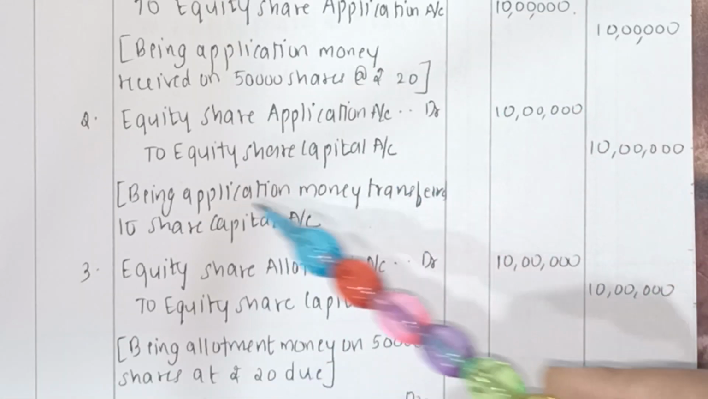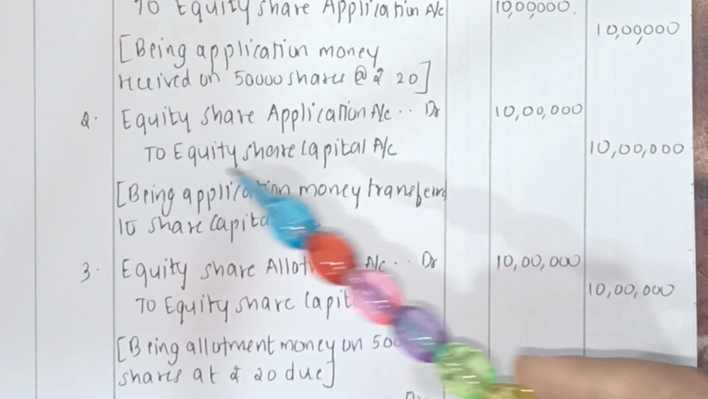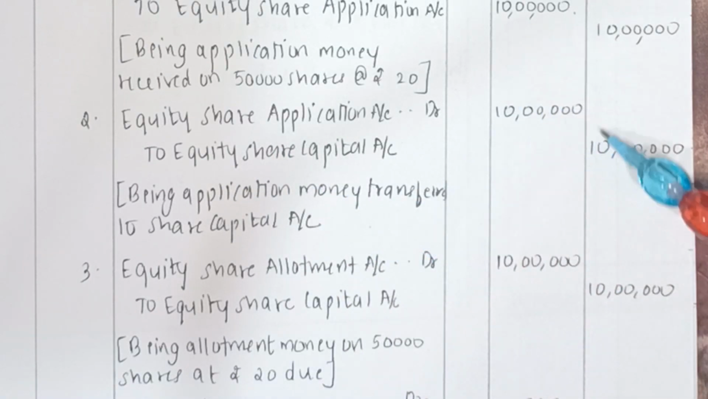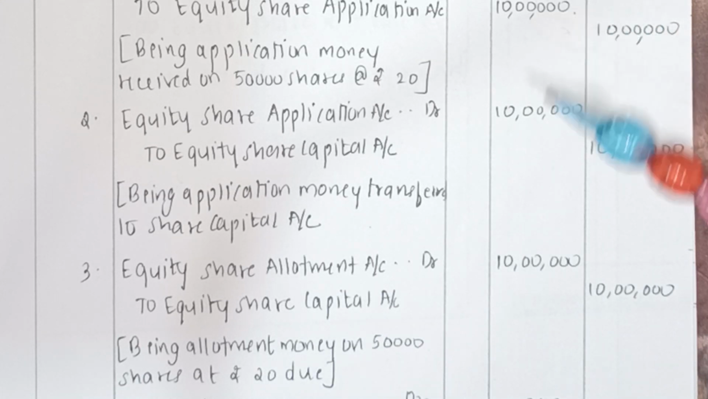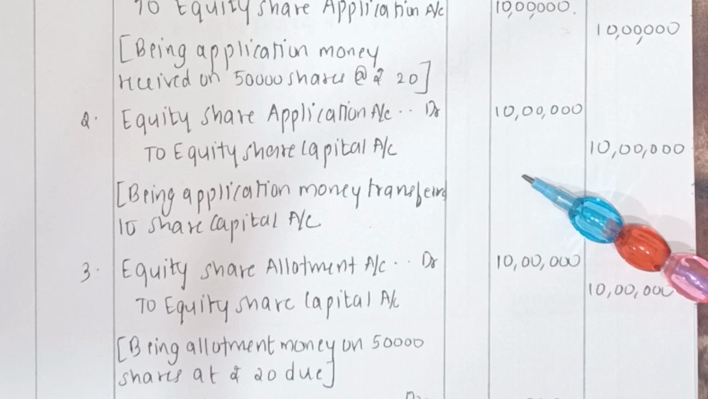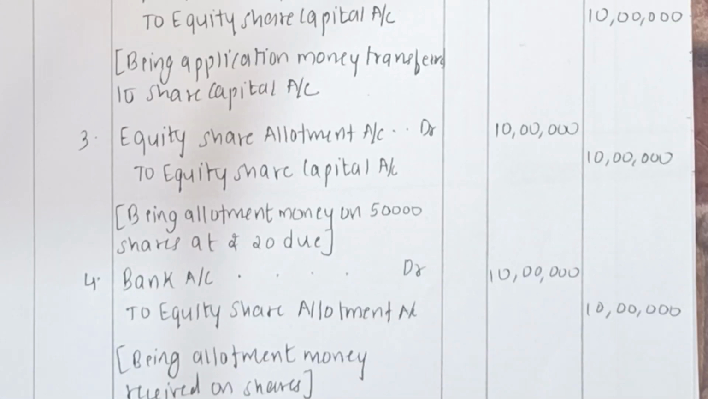Moving on to the next entry, equity share application account debit to share capital account, and the same amount will come down also. Okay, like I said, for application, allotment and the final calls, you have 2 entries each. So for both the entries the amount will be the same. Like here the first entry is 10 lakh, for the second entry also it will be 10 lakh only. So moving on to the third one, that is allotment.